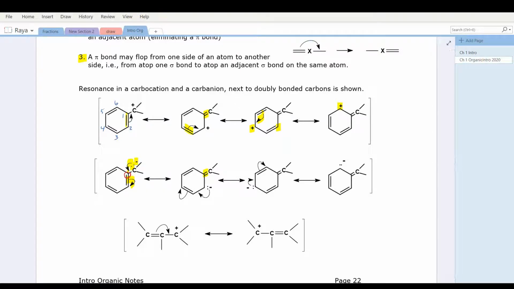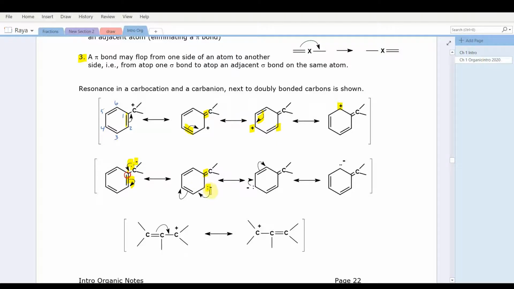So at the same time as rule number 1 is occurring, we see that rule number 2 is occurring. The pi bond becomes a non-bonded pair on an adjacent carbon atom. So what's happened here is our negative charge has been delocalized or spread out over the benzylic position and carbon number 2. Now this process can continue.